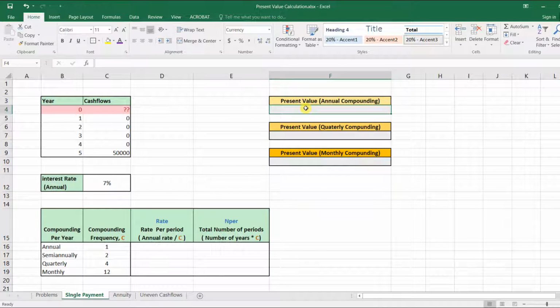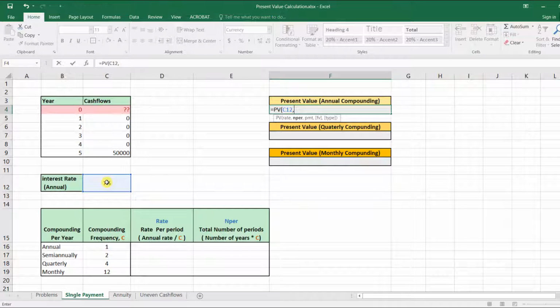To calculate that, select any cell, then press the equal sign, then start typing PV and then select this PV function from the drop down menu. And you'll see that it takes several parameters. The first one being the rate. This rate is the interest rate per period. Since first we're calculating for annual compounding, we can just directly select this cell.